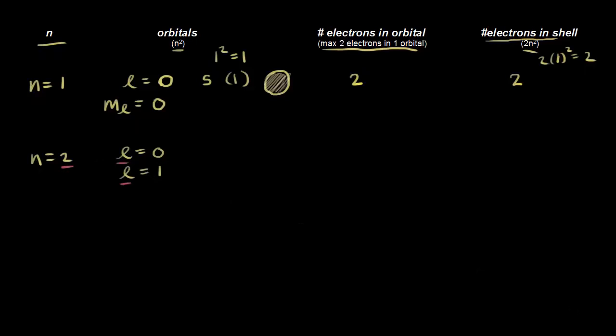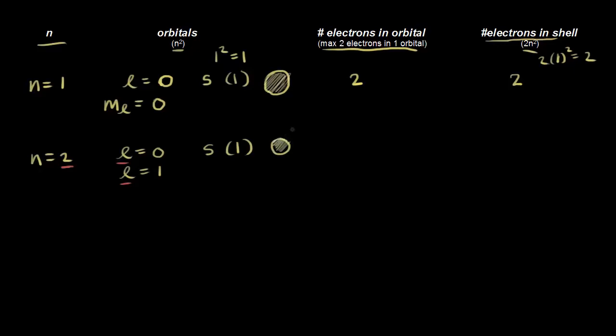We already talked about what L is equal to 0 means. L is equal to 0 refers to an s orbital. And there's one s orbital. So in the second energy level, there's another s orbital. This is different from the s orbital in the first energy level that we just talked about. So there's another s orbital here. It too is shaped like a sphere.